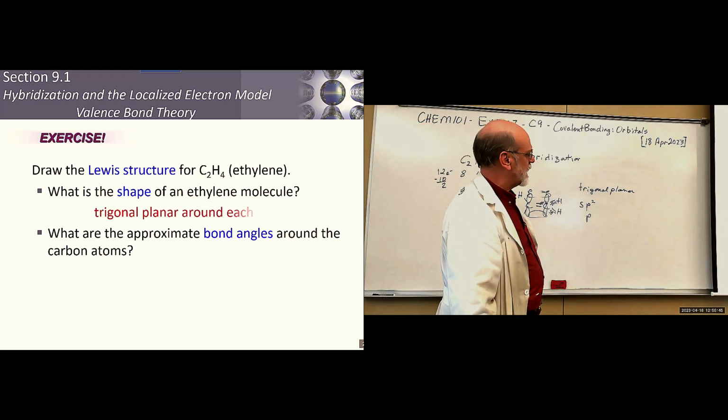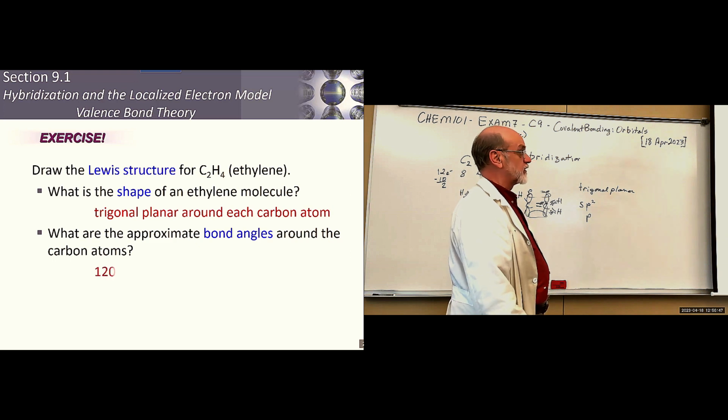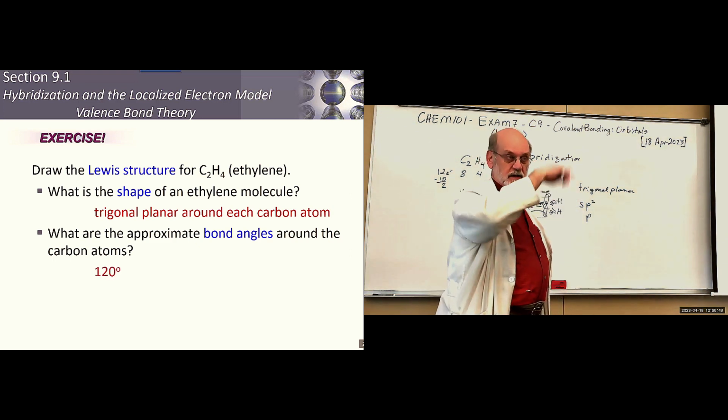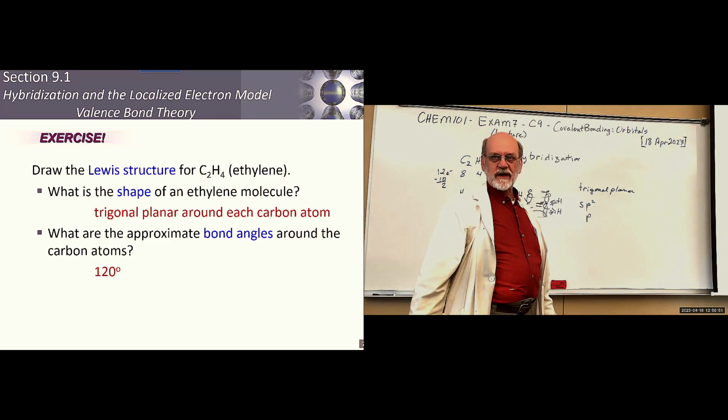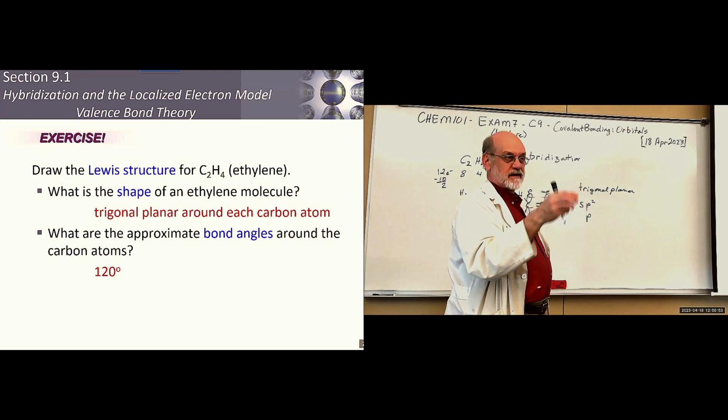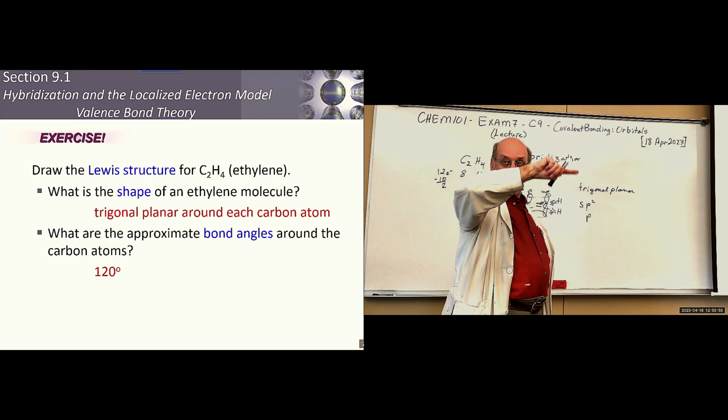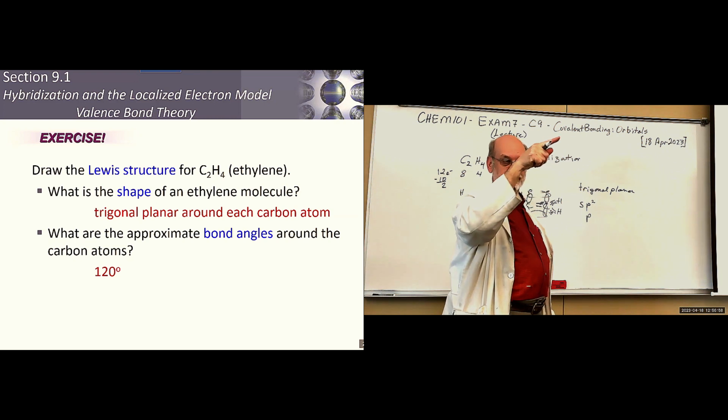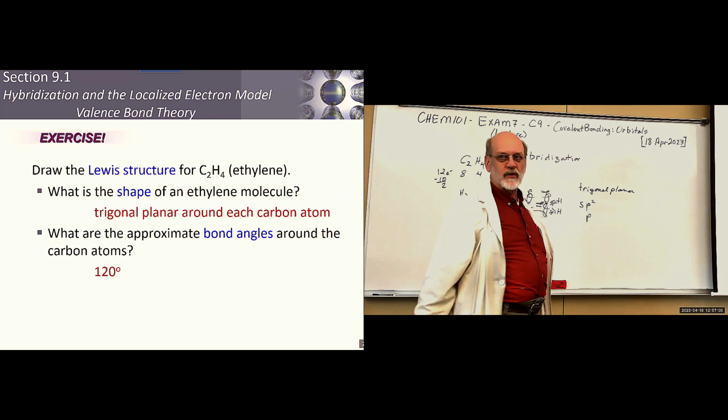And the subsequent slide should show us bond angles are 120 degrees, right? It's an isosceles triangle with an atom in the middle. And if you're going all the way around at 360 degrees, divide it in thirds, that's 120 degrees.